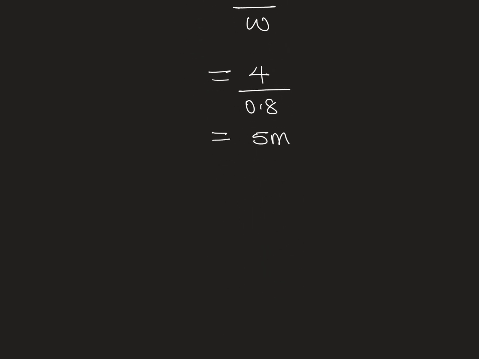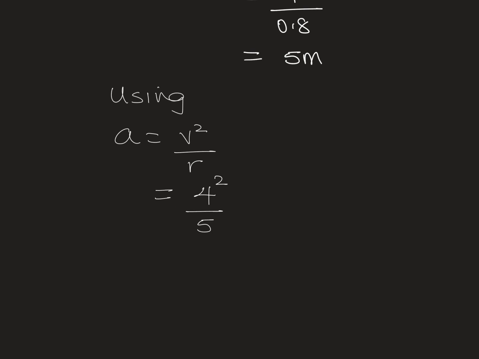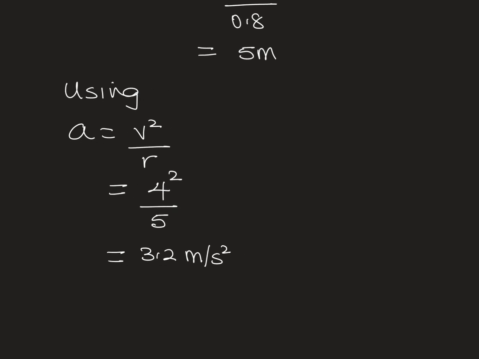Okay, so using acceleration is equal to v squared divided by r. The velocity is 4, so that will be squared, divided by the radius, 5. We're going to have 4 squared is 16 divided by 5. The answer will be 3.2 meters per second squared.